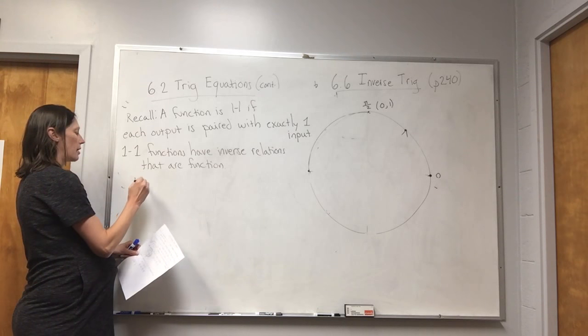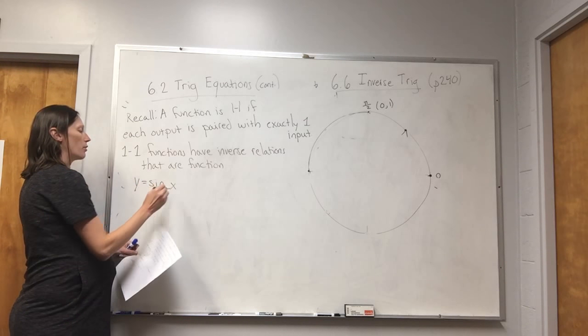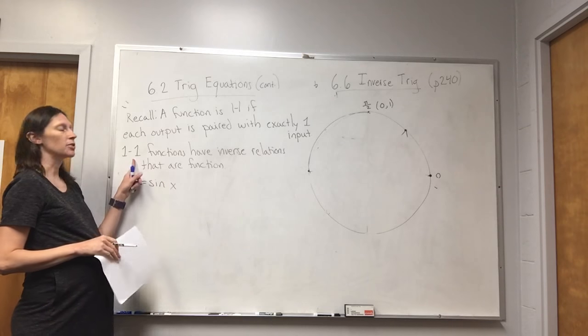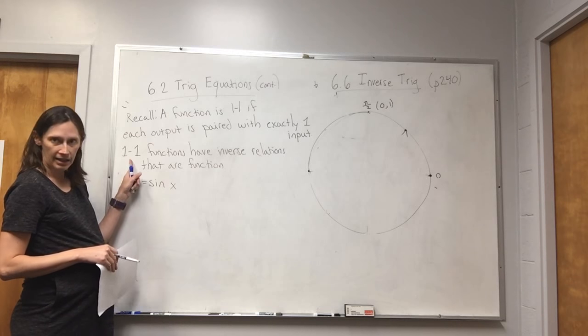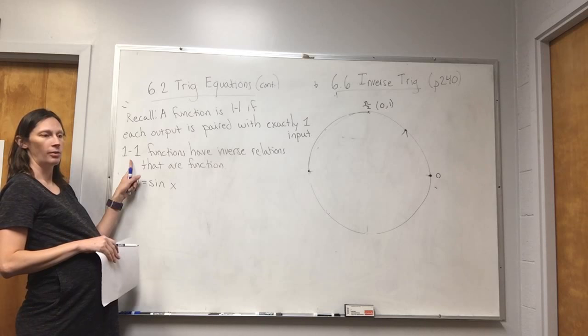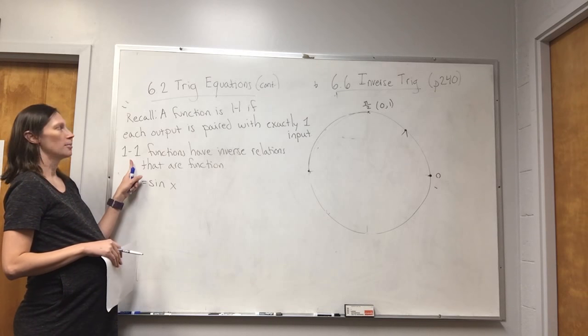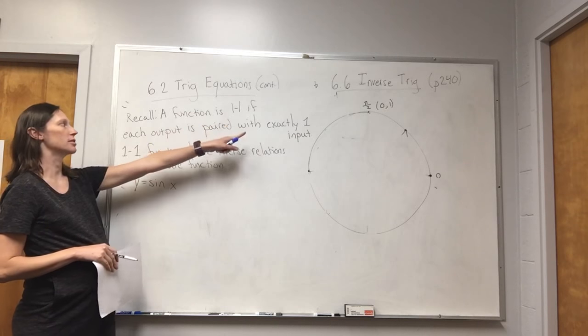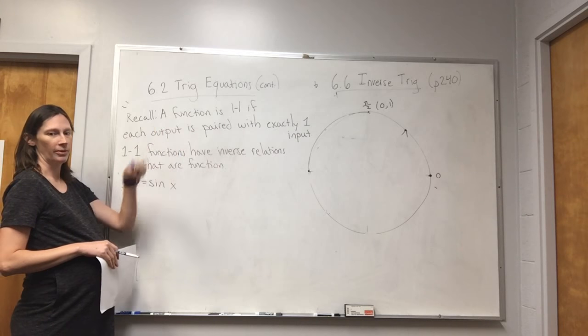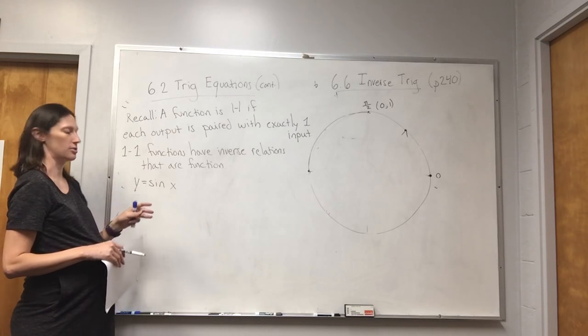So let's look at trig functions. We looked at plenty of other types of functions that were one-to-one. E to the x is 1-to-1. Y equals x squared is not, because I can have two inputs paired with an output. Okay, how it passed the horizontal line test or not.